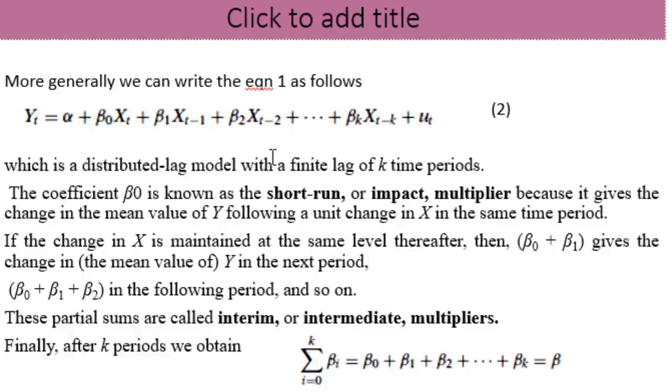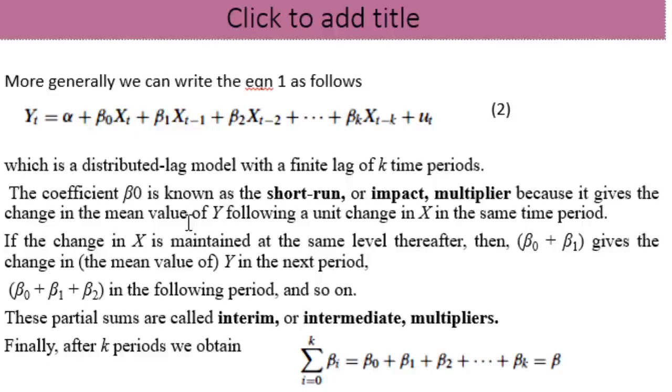And more generally we can write the equation as follows. For a finite lag model, we can generalize the above model as follows: yt equal to alpha plus beta 0 xt plus beta 1 xt minus 1 plus beta 2 xt minus 2 plus beta k xt minus k plus ut, which is a distributed lag model with finite lag of k time periods.